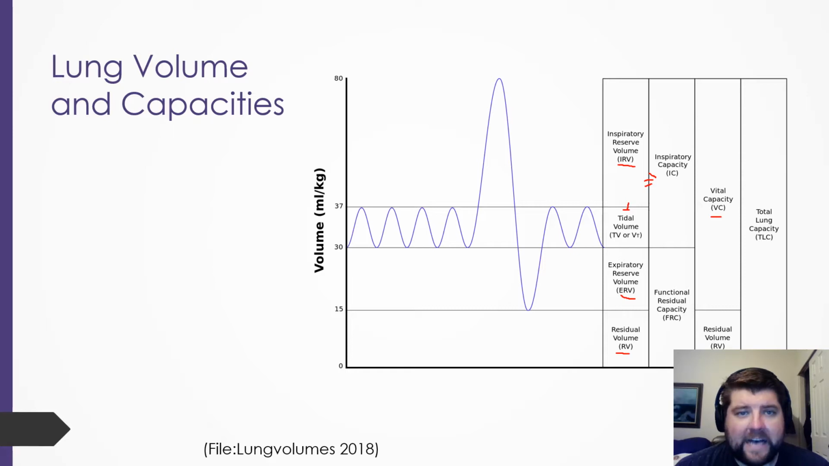The vital capacity is the volume of air breathed out after the deepest inhalation. And the tidal volume is that volume of air moved in or out of the lungs during quiet breathing. And lastly, we have the FRC, which is the functional residual capacity. And this is the volume in the lungs at the end of the expiratory position.